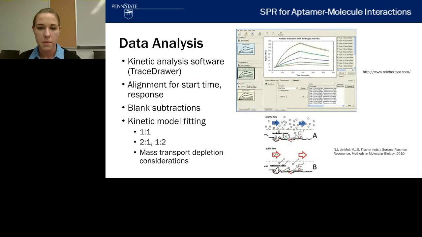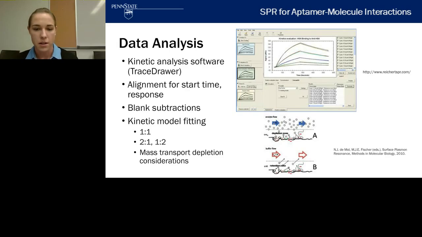So after we have bound our analytes of interest and allowed their dissociation, we generate binding curves, and now we need to analyze them. So in Reichert's software, the analysis is done using TraceDrawer, which is shown in the screenshot on the top image. And this allows for the alignment of start time and response to 0, blank subtractions and subtractions of reference channel, and then the fitting of the curves that are generated to models, such as 1-to-1 binding, 2-to-1 or 1-to-2 binding, and then allowing for some considerations like mass transport depletion, which is shown in the lower image.